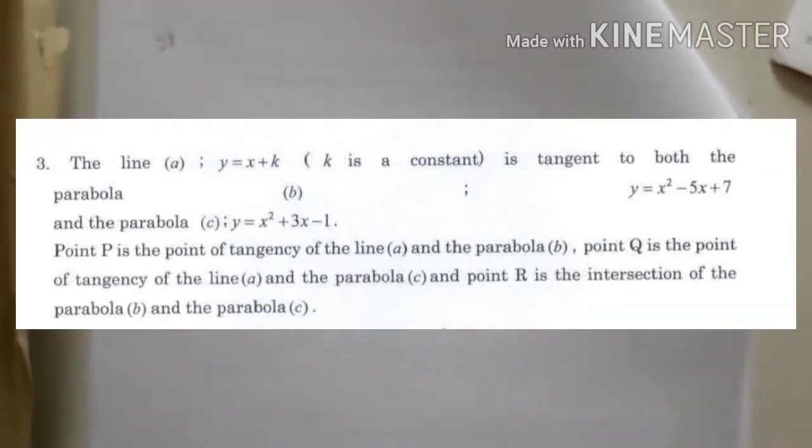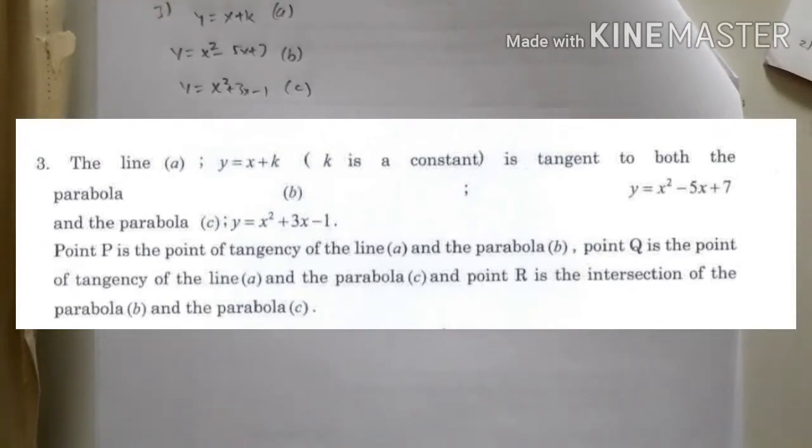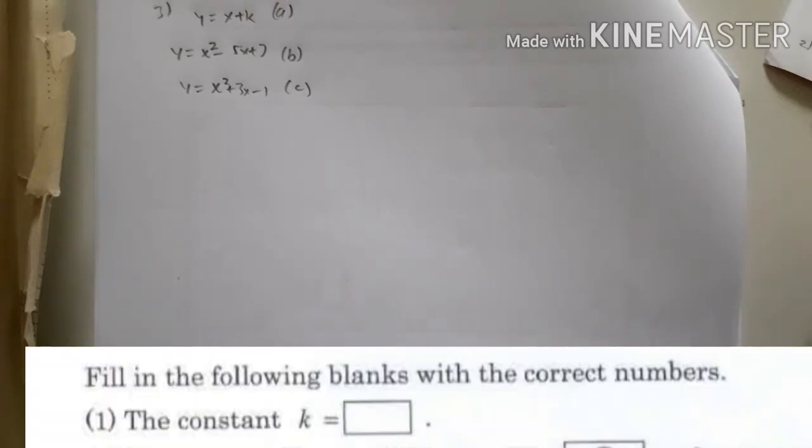In Part 3, there's a line and parabola. The line A, y equals x plus k, where k is a constant, is tangent to both the parabola B, y equals x squared minus 5x plus 7, and the parabola C, y equals x squared plus 3x minus 1. Point P is the point of tangency of line A and parabola B. Point Q is the point of tangency of line A and parabola C. And point R is the intersection of parabola B and parabola C. Now fill in the following blanks with the correct numbers. What is the constant k?